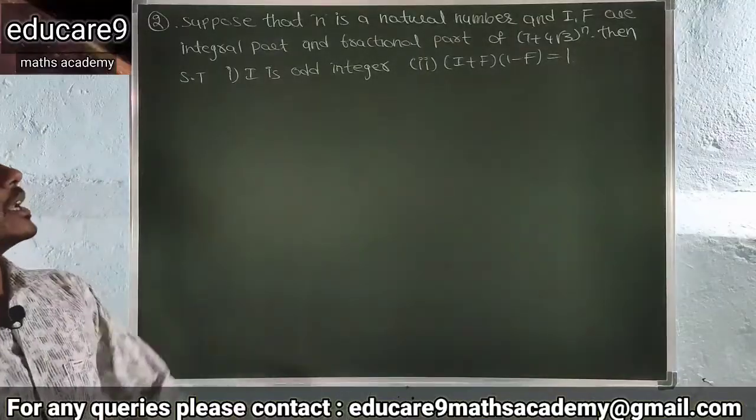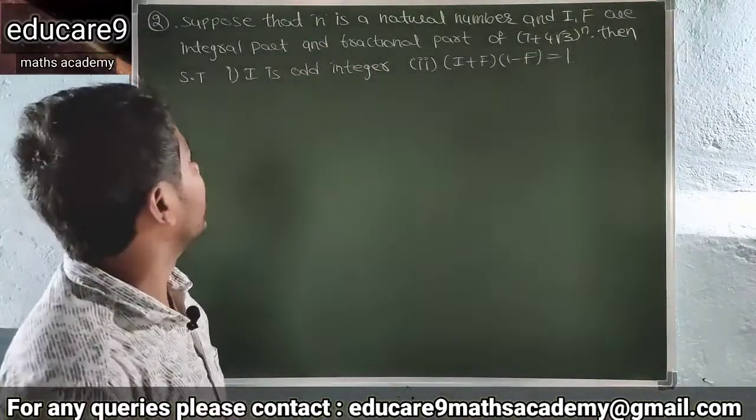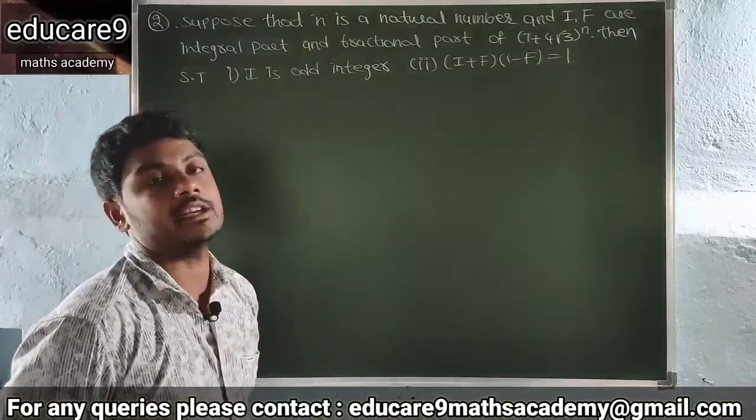So see our next question. Suppose that n is a natural number, and I and f are the integral part and fractional part.